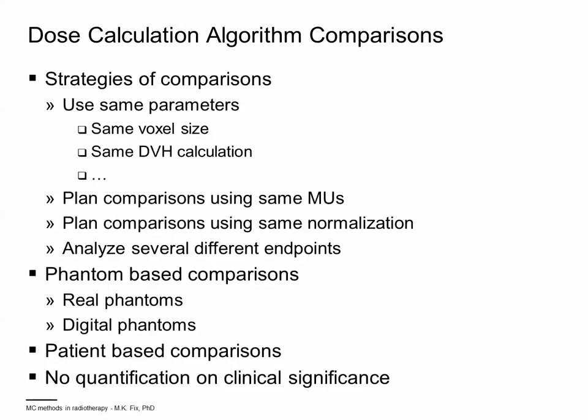Also, different strategies are used for these comparisons. One could think of keeping the same parameters such as voxel size, DVH calculation, blind comparisons using the same monitor units, or using the same normalization. One can also analyze different endpoints. One can perform the comparison on phantoms or on patient datasets depending on the purpose. Typically, with all these comparisons, no quantification of clinical significance is made.